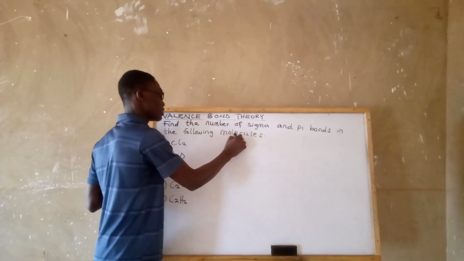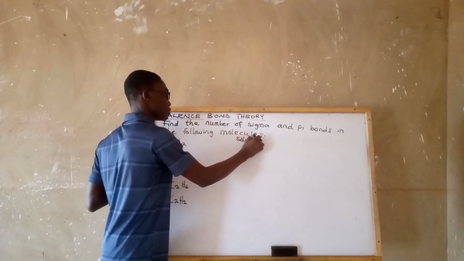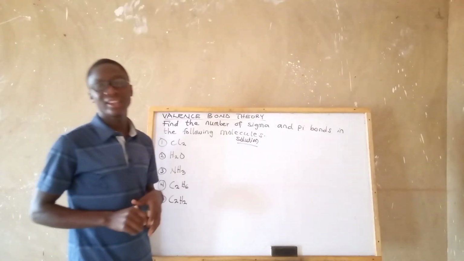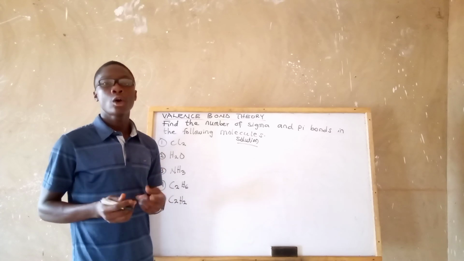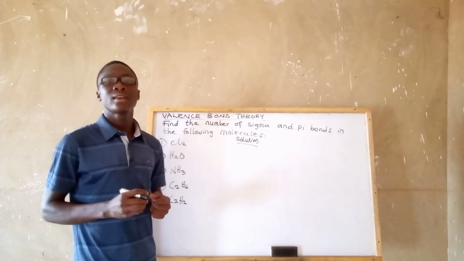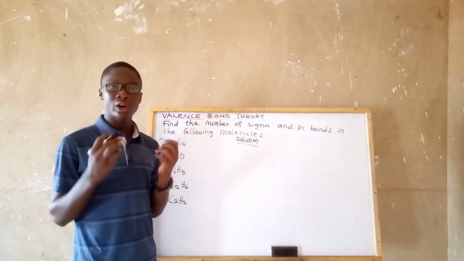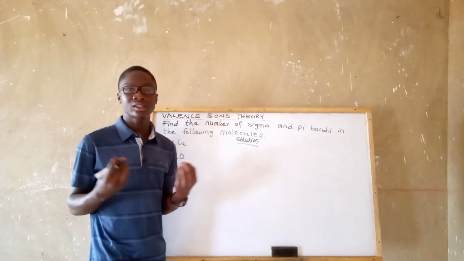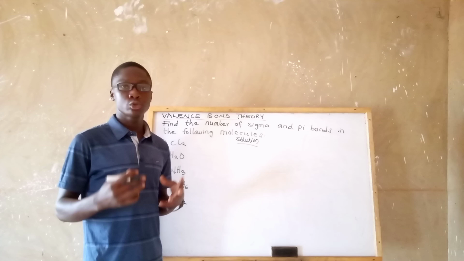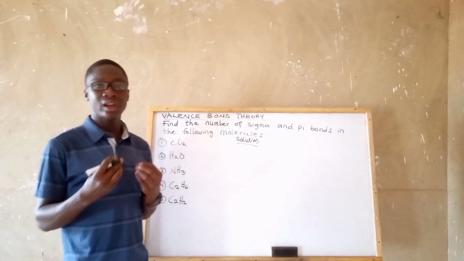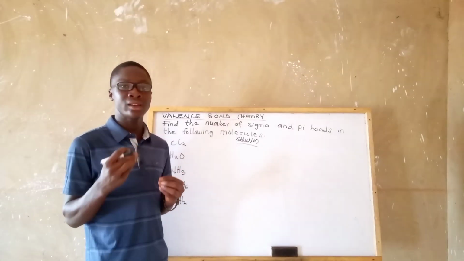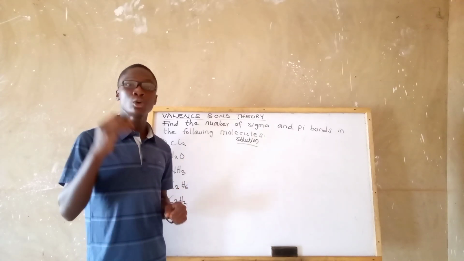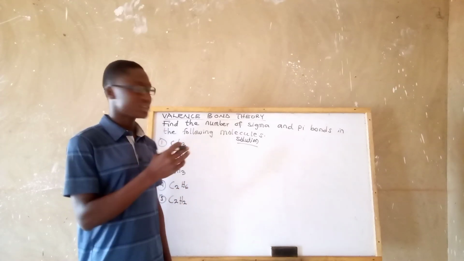So solution. For the first one, we have the chlorine molecule. If you want to find the number of sigma bonds or pi bonds, what you have to note is that you have to know how to draw the structure of the molecule. We have already learned how to draw these structures in our previous videos, when we were learning about ionic and covalent bonds. But now, you have to use those ideas to draw these structures.